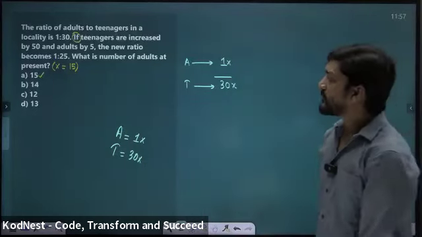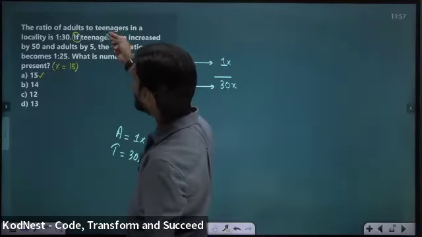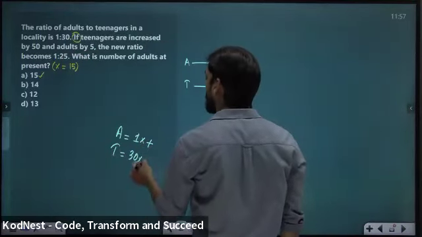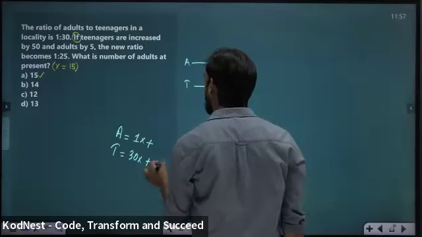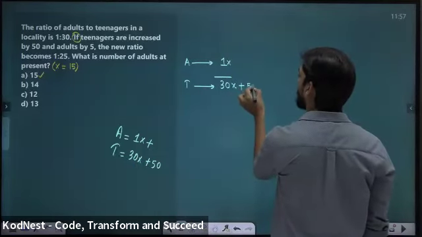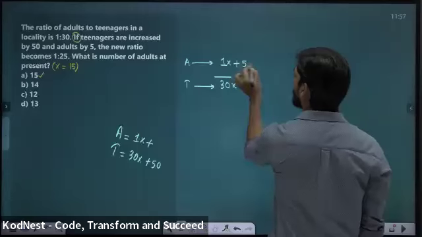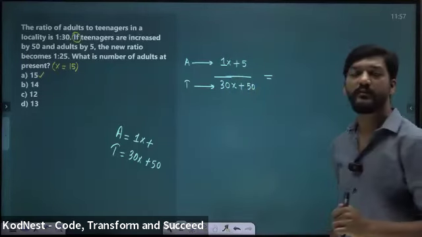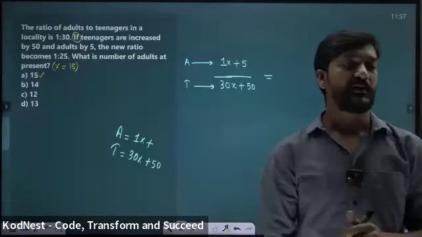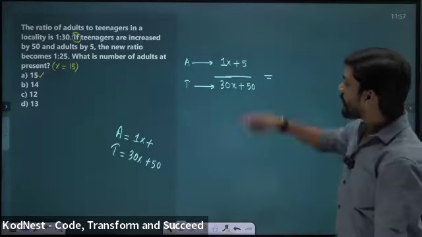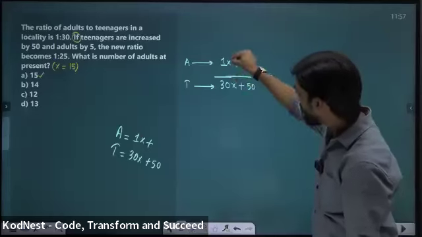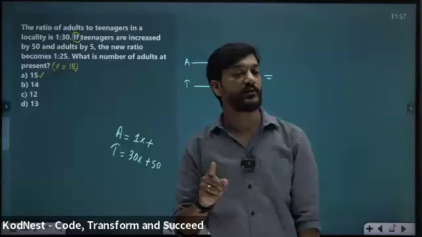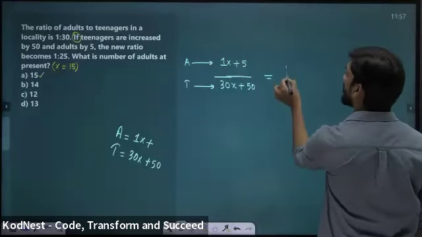Okay. Now see please. What is the change? Teenagers are increased by 50, adults by 5. Okay, new value. Teenagers are increased by 50. Okay, so write plus 50. Adults are increased by 5. Okay. When the value changes, the ratio will change. What is the new ratio? We started with 1:30. Take a variable. So 1x, 30x. Do plus 5, plus 50. The change. What is the new ratio? 1:25. Directly write it.